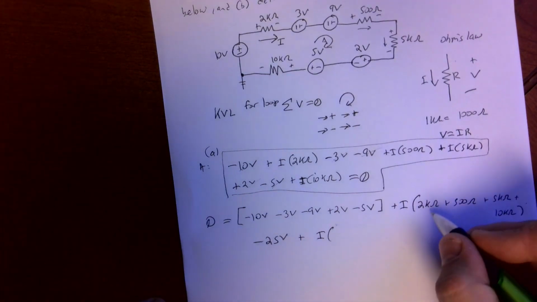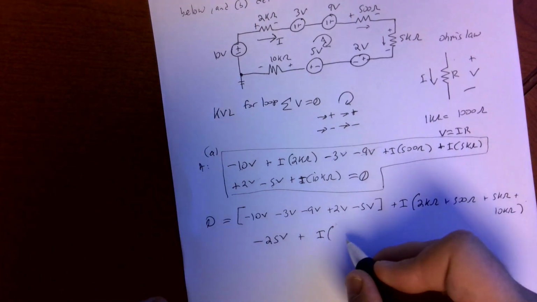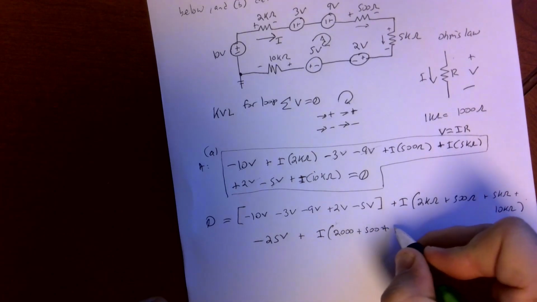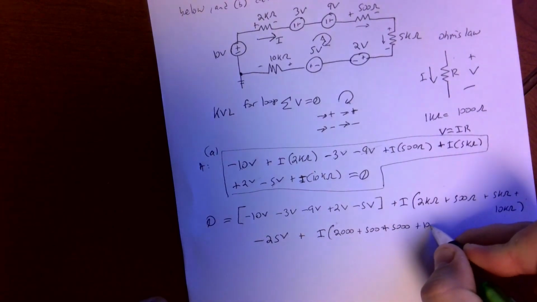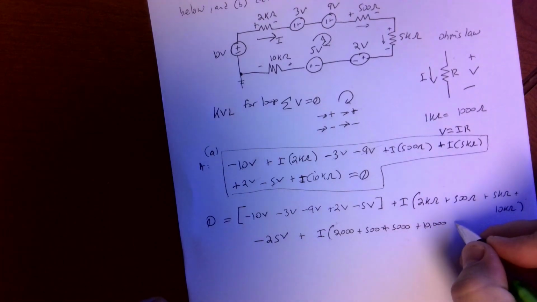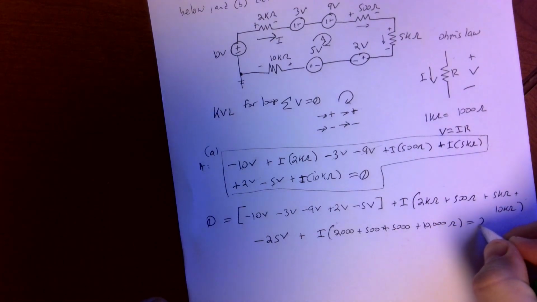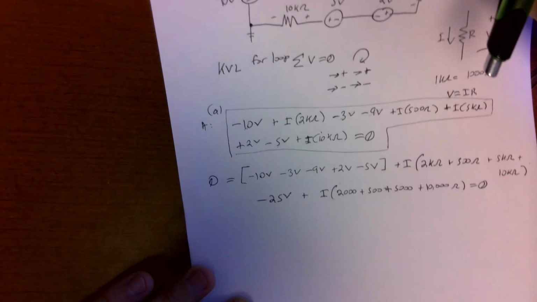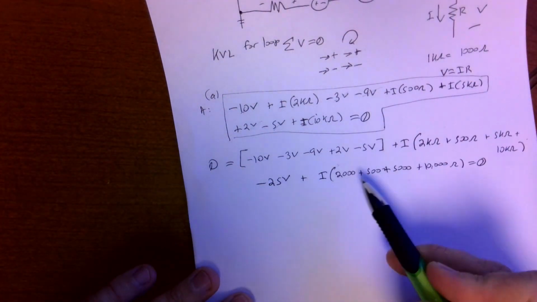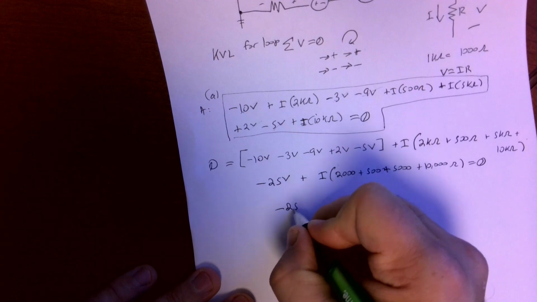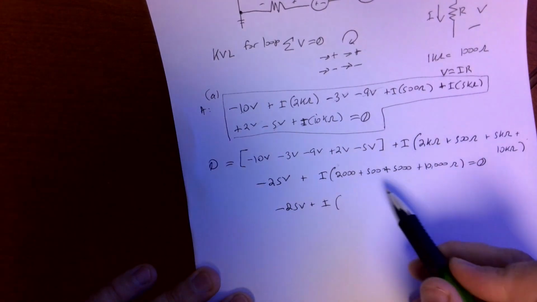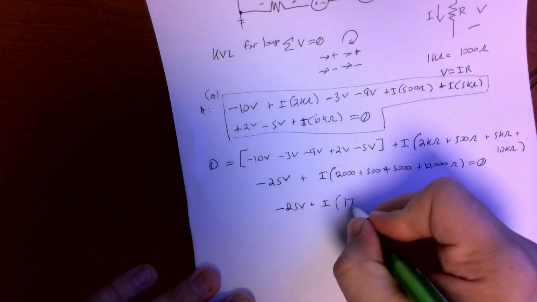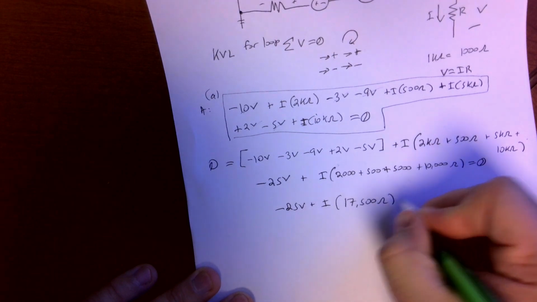Now if we do our unit conversions, of course 2 kilo ohms becomes 2000. So we get 2000 plus 500 plus 5000 plus 10,000 ohms, right? And that's going to be equal to 0. That would really show my unit conversions here if we were asked to do so. But you get that. So now we have minus 25 volts plus I times, and we can add this up: 5,000, 15,000, 17,000, 17,500 ohms. That's going to be equal to 0.